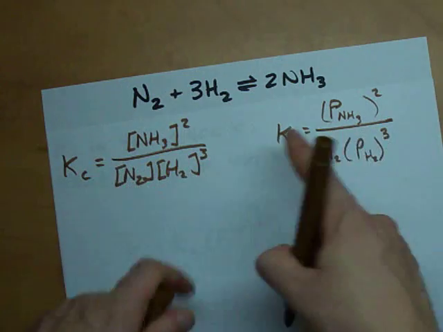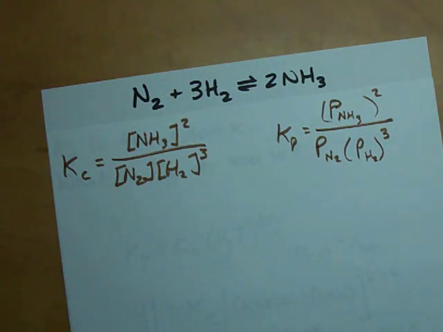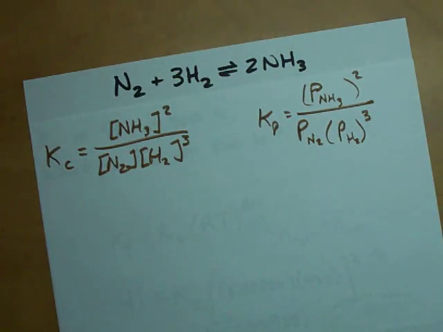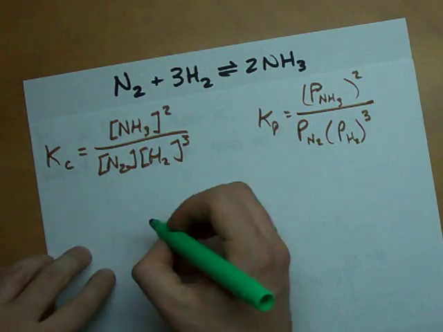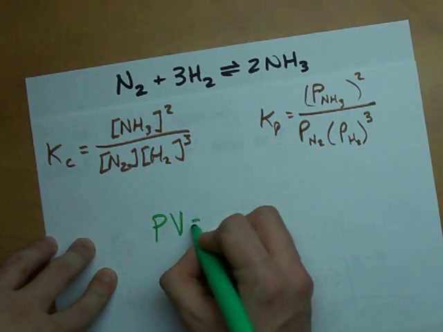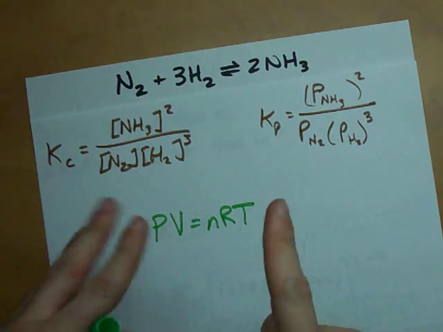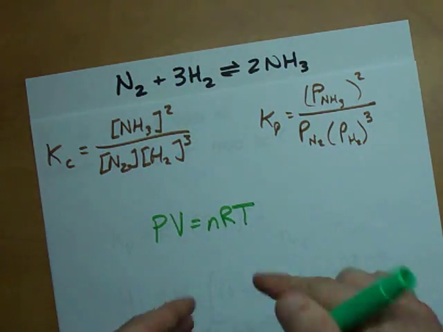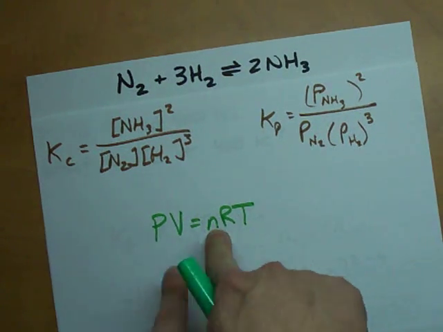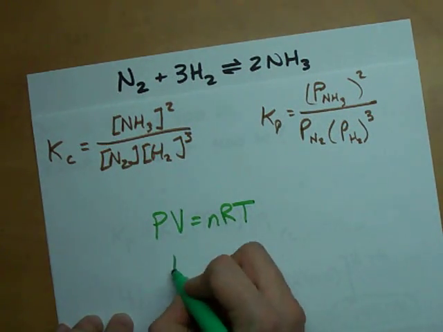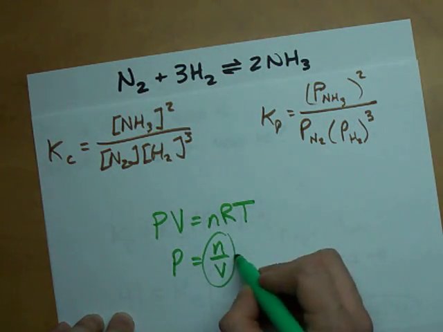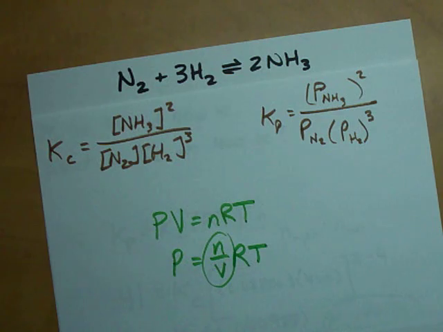All right, so the exponents are all the same because the coefficients are the same, whether we're using concentration or pressure. It's just the numbers we're plugging in that are different. But check this out. PV equals nRT, according to the gas law. Concentration is in moles per liter. That's moles, and that's liters. So, pressure, it turns out, is concentration times RT.